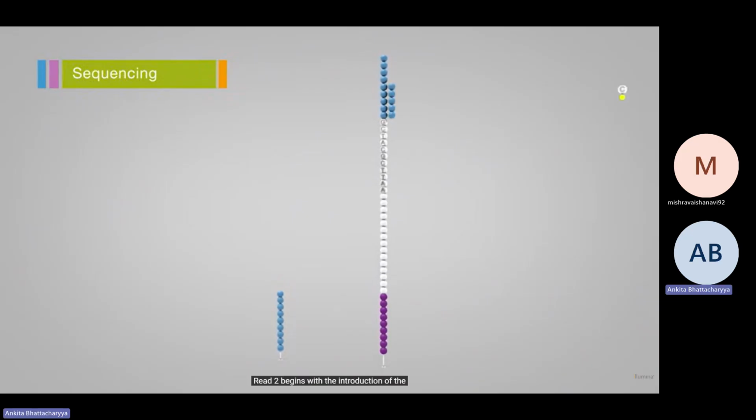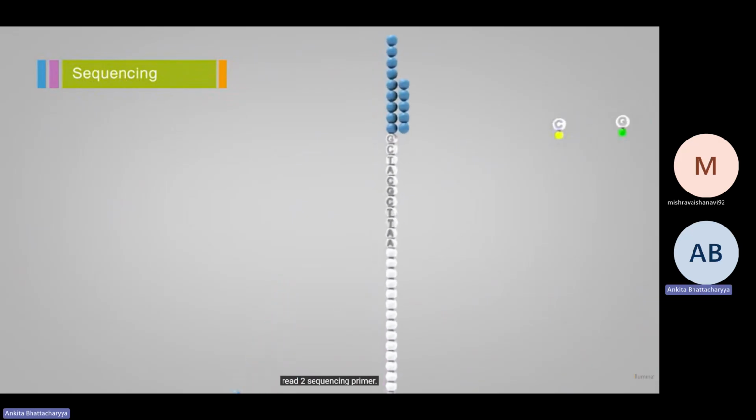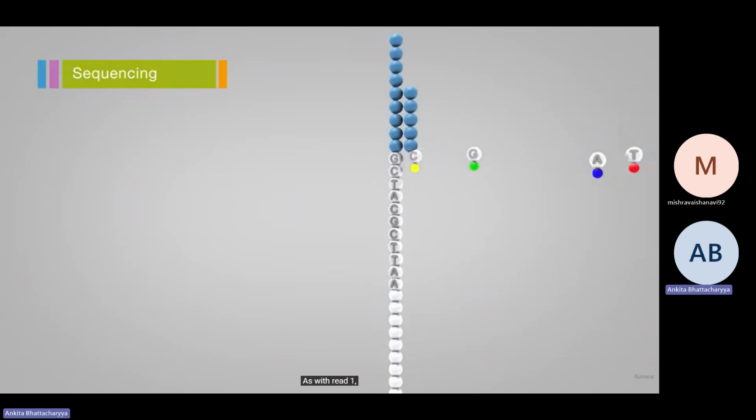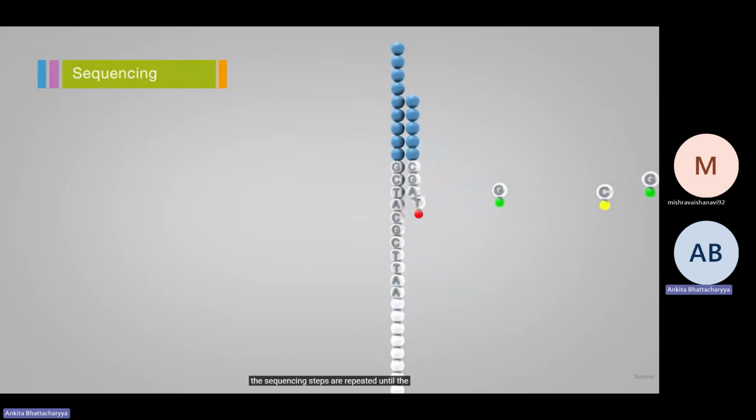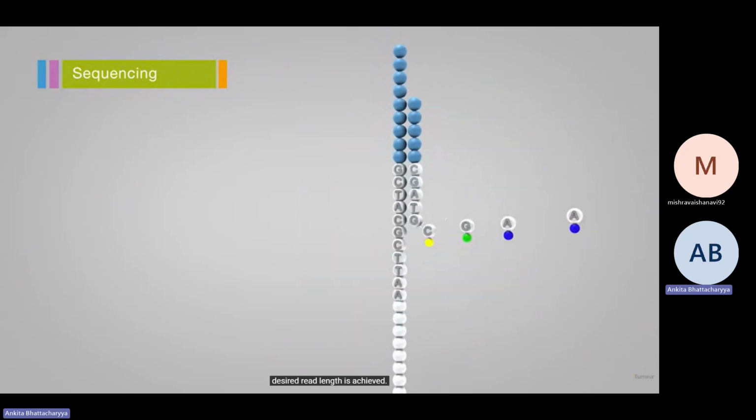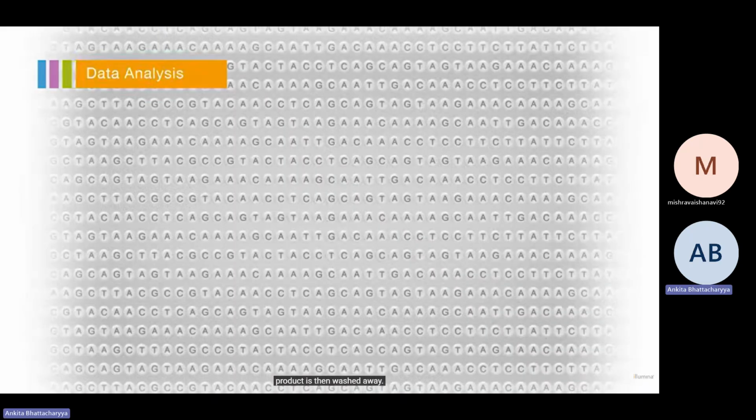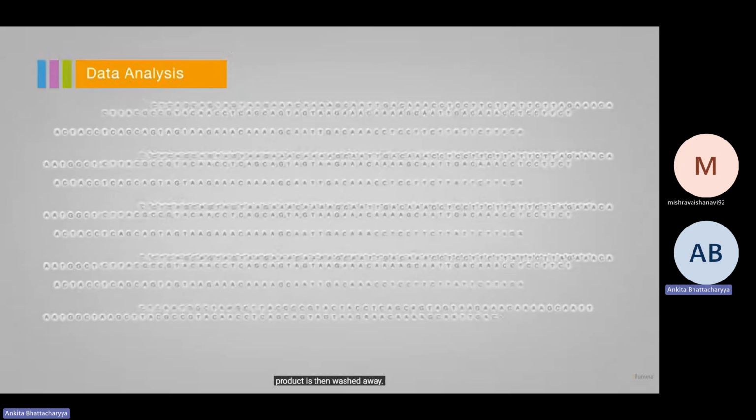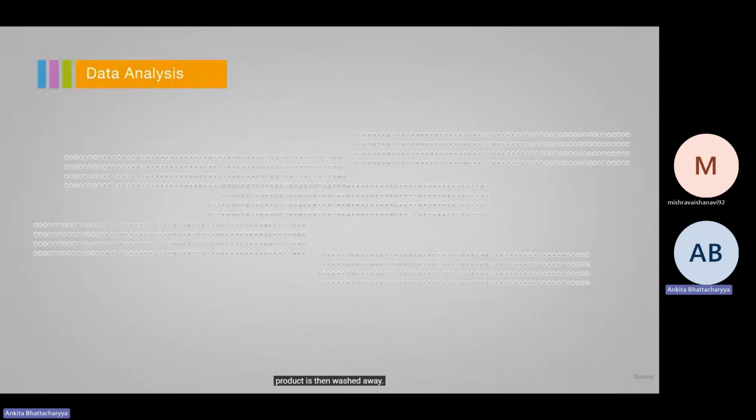Read 2 begins with the introduction of the Read 2 sequencing primer. As with Read 1, the sequencing steps are repeated until the desired read length is achieved. The Read 2 product is then washed away. This entire process generates millions of reads, representing all the fragments. Sequences from pooled sample libraries are separated based on the unique indices introduced during the.